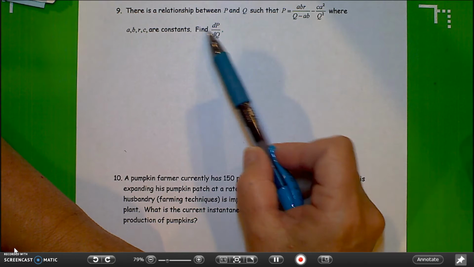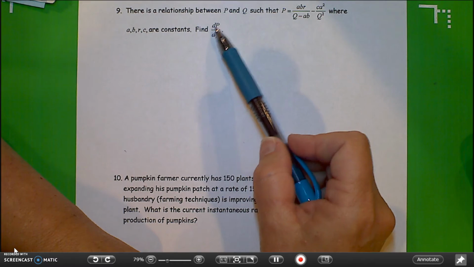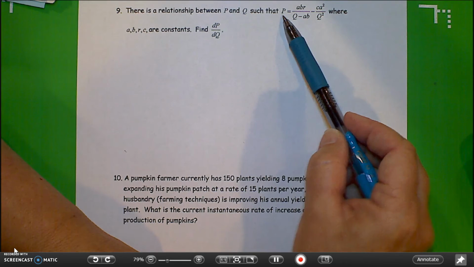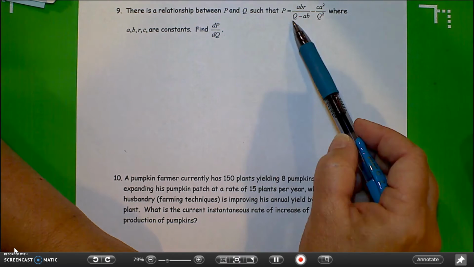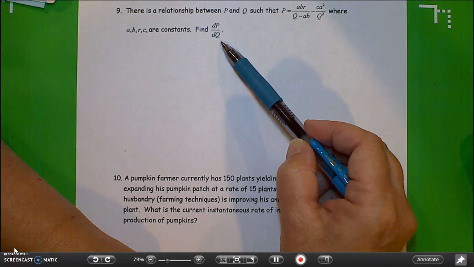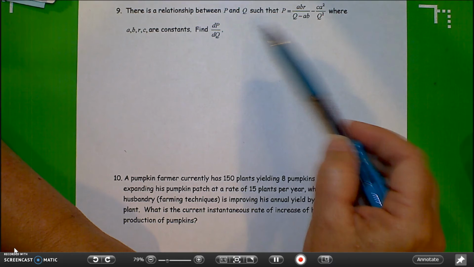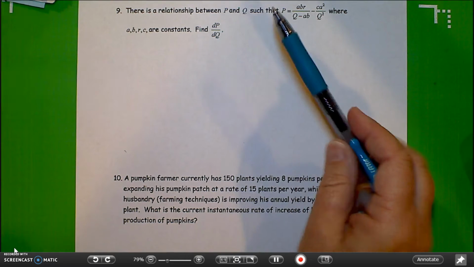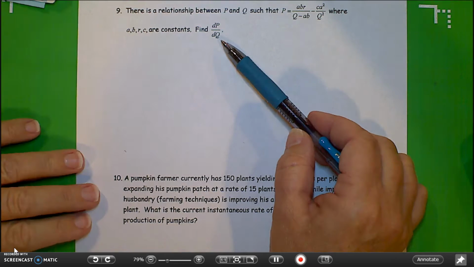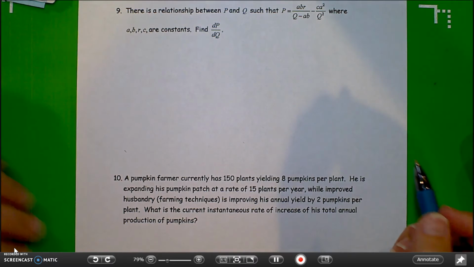Okay? The problem asks us to find dp dq. This is very similar to dy dx. So the function is p, and the variable of interest is q. So this is the derivative of function p with respect to the variable q. Your variables in your function name can actually be any letters. So we're going to treat q like it was an x, that's our variable, and p is just our function, like our function y.